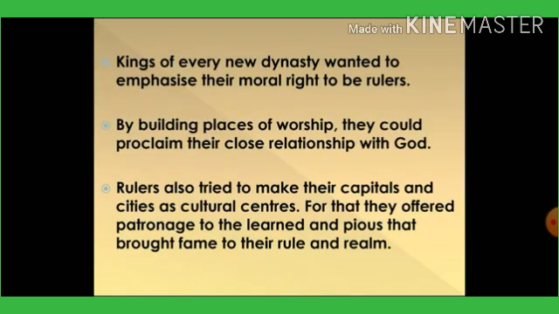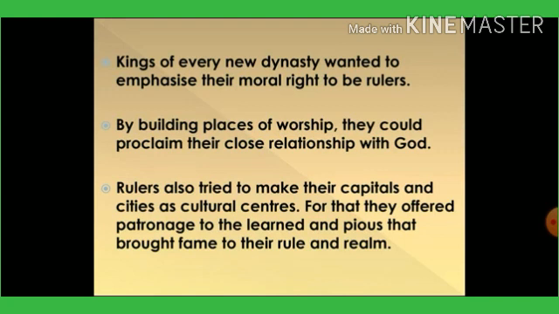Students, in this way, the kings of every new dynasty wanted to emphasize their moral right to be rulers. By building places of worship, they could proclaim their close relationship with God. Rulers also tried to make their capitals and cities cultural centers. For that, they offered patronage to learning and feasts that brought fame to their rule and realm.